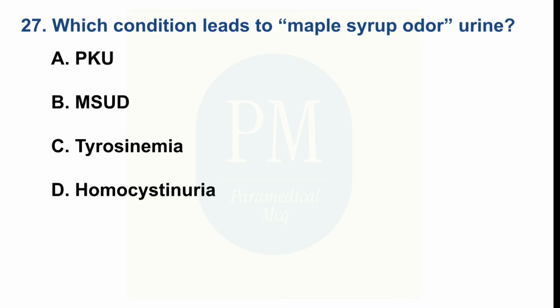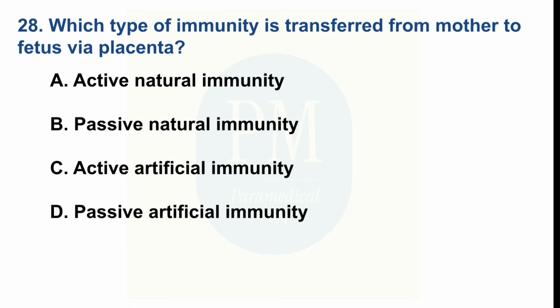Which condition leads to maple syrup odor urine? Option A, PKU. Option B, MSUD. Option C, tyrosinemia. Option D, homocystinuria. The correct option is option B, MSUD.